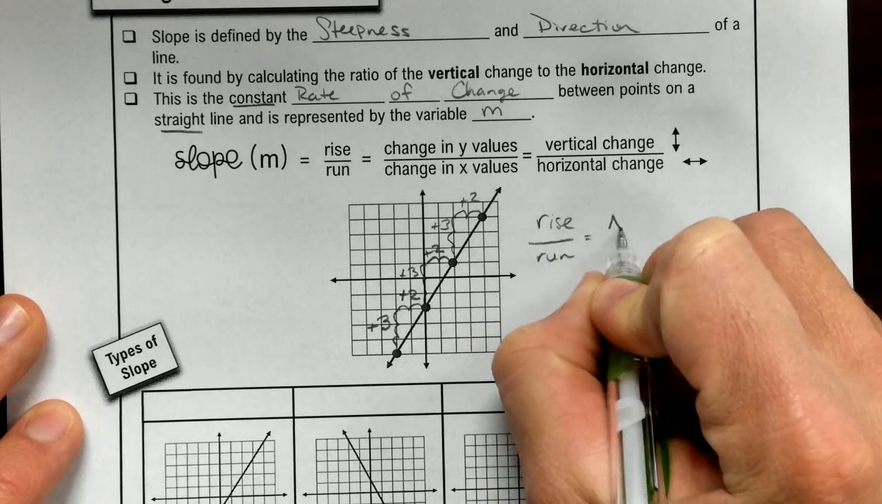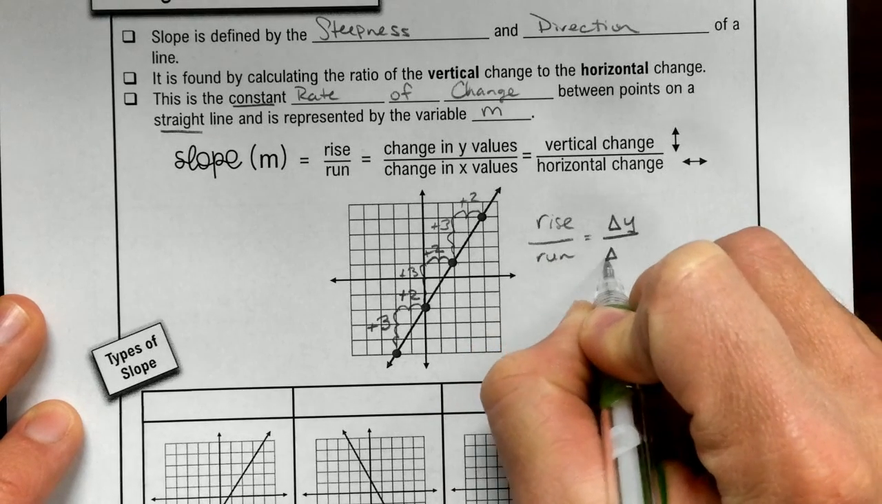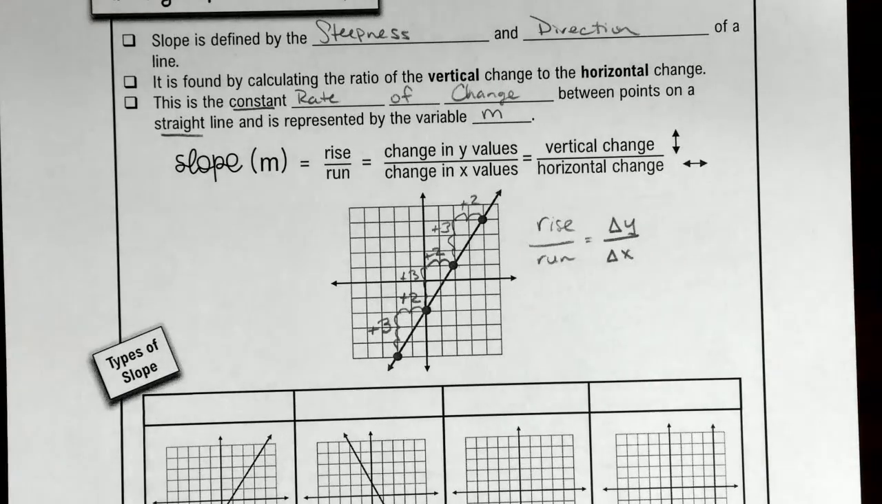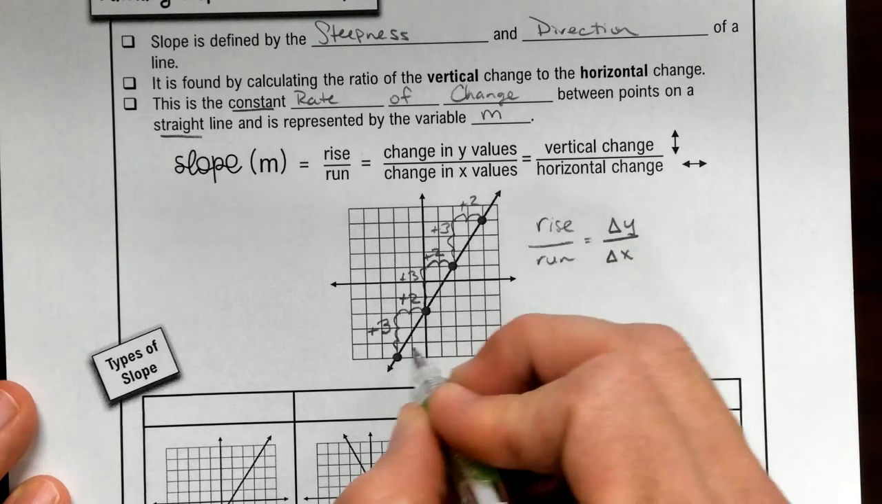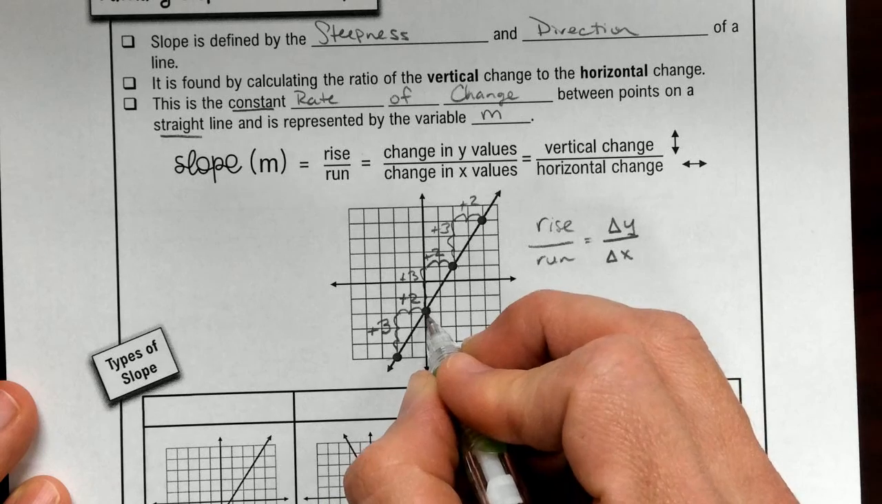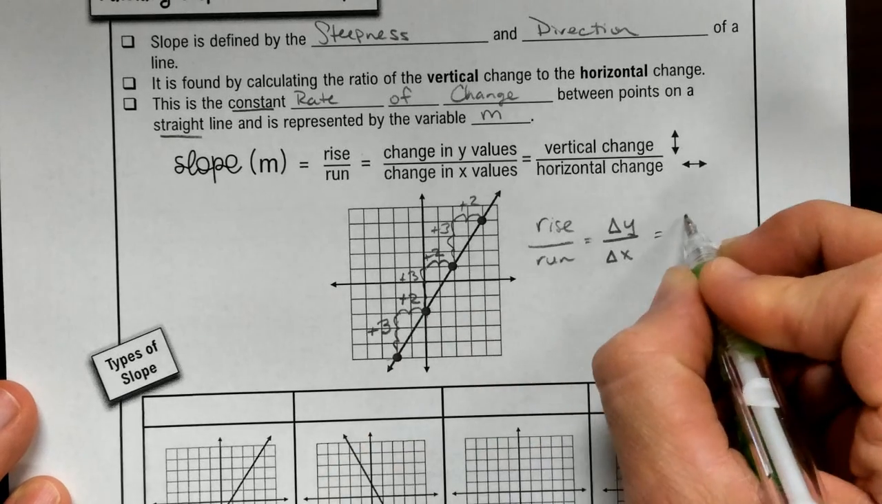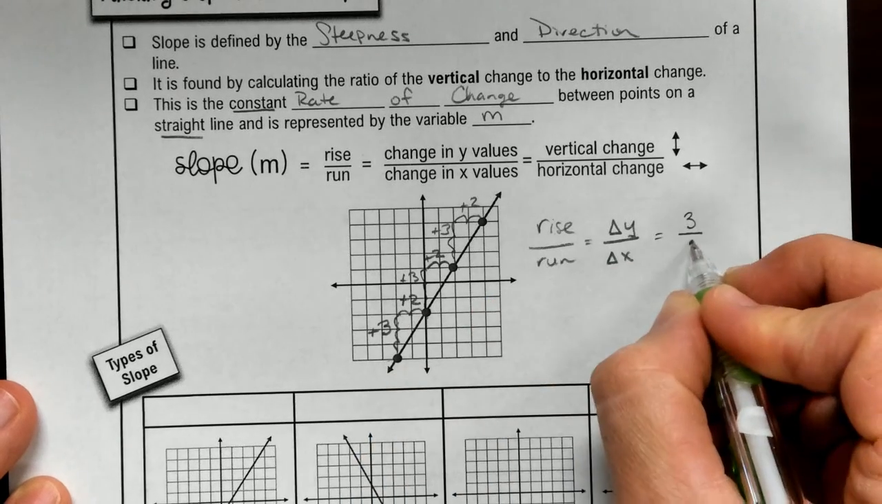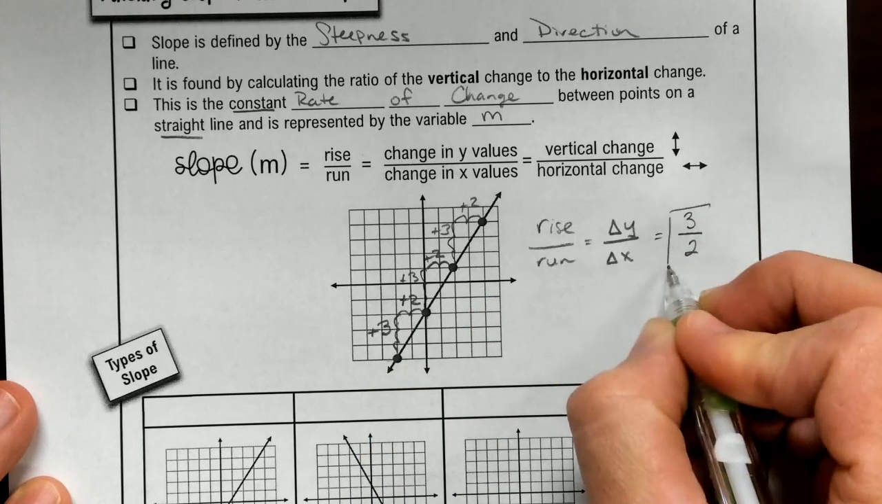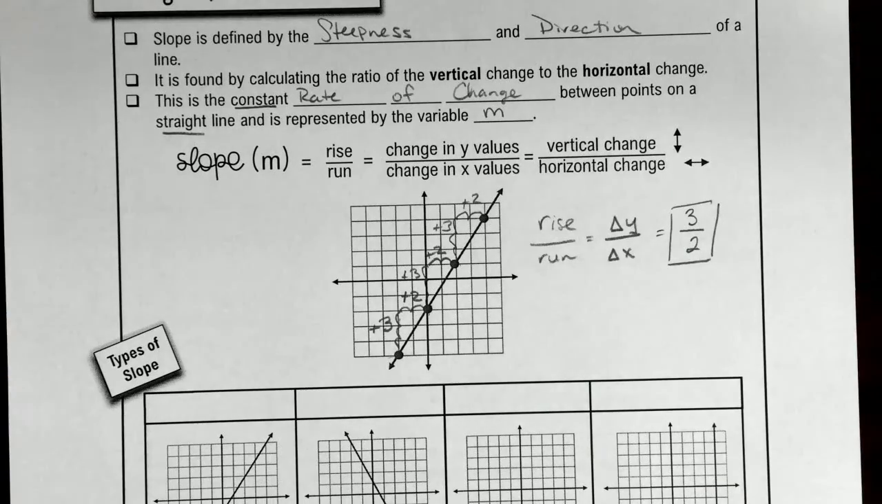Okay, or I could say change in y, that little triangle means change in, or delta. Okay, change in y over change in x. Okay, well, what was my change in y values? How much did I go up? How much did I rise from point A to point B? I rose 3. How much did I run? I went to the right, +2. So my slope is a +3/2. This is easy, guys.